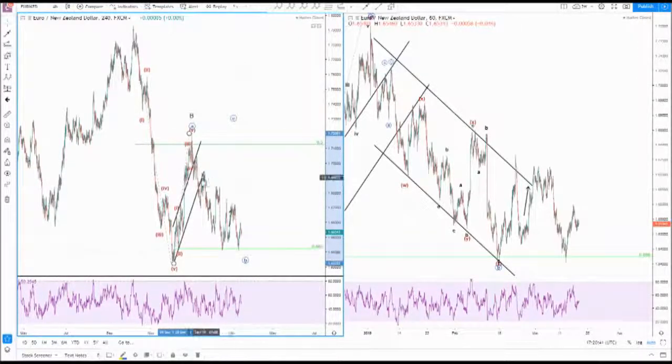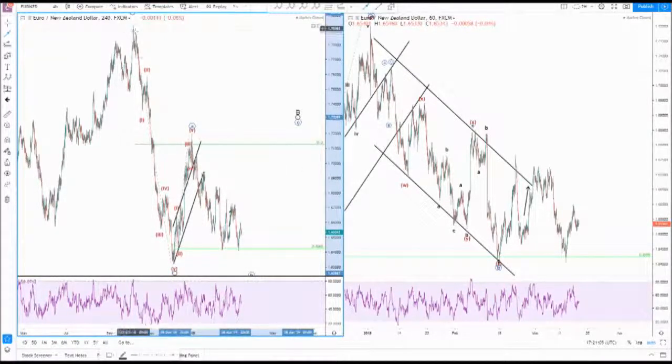So for me, it's likely that this is probably a flat. We could test the lows. So I'd be tempted just to say this is A, and we've had B down to create a flat. This could even be an expanded flat, make a new low, and then of course head higher to complete wave C of the flat, which will put this here. So I think in the short term we could probably see some strength.